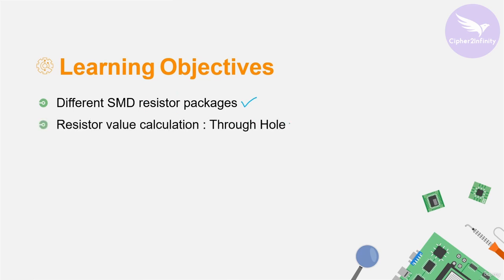After that, we will see how to calculate the value of a through-hole resistor based on the color bands present on top of it. This is how we are going to cover this video, and I hope that you will enjoy it. So let's start with this video now.